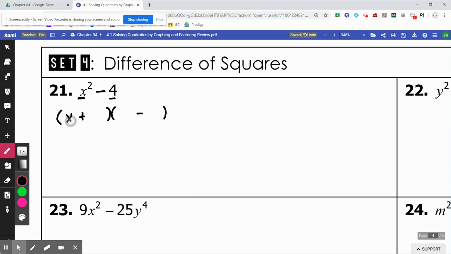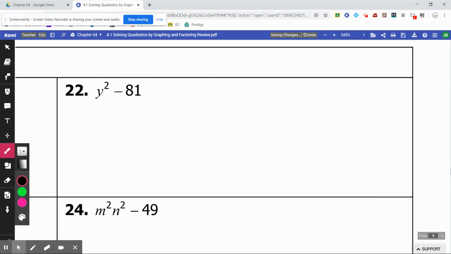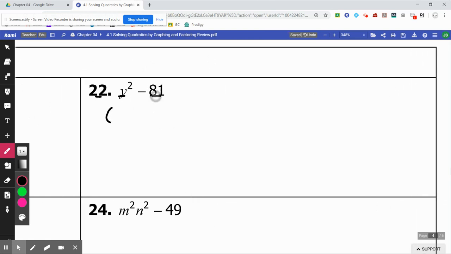Ask yourself what multiplies give you x squared, that's an x times itself. What multiplies give you 4 is 2 times itself, and you're done. Conjugates mean that these are identical except for the plus sign in one and the minus sign in the other. Those are called conjugates. Difference of squares again, perfect square, y times y, 9 times 9. You have a difference, 2 sets of parentheses. Difference of squares factors into conjugates. Y times itself gives you y squared, 9 times itself gives you 81, and you are done.